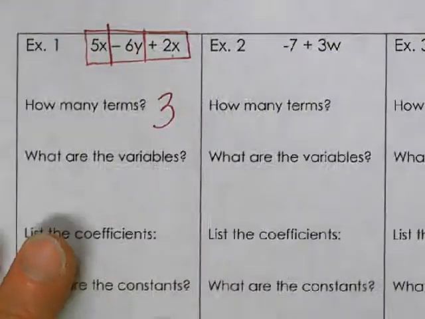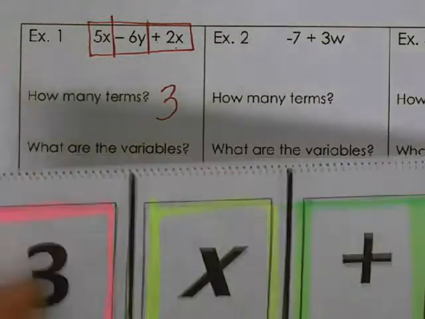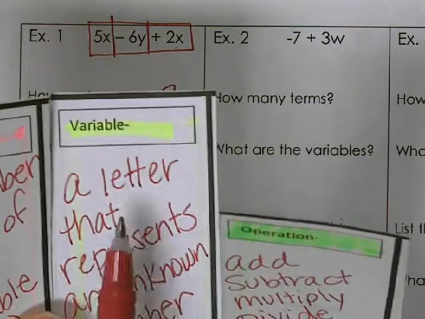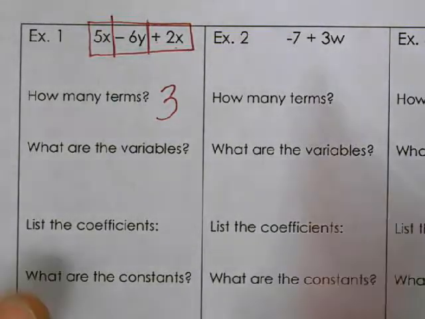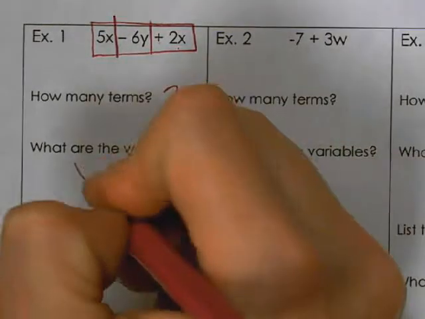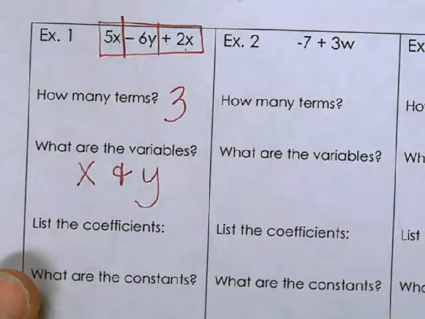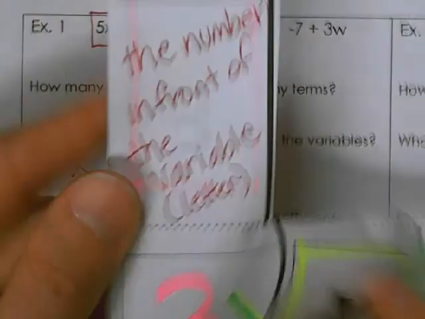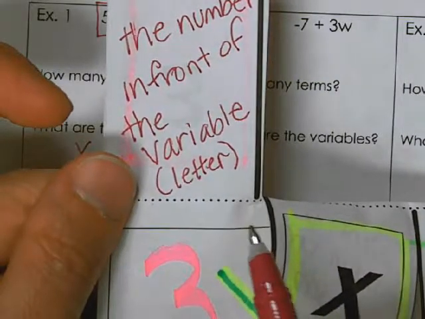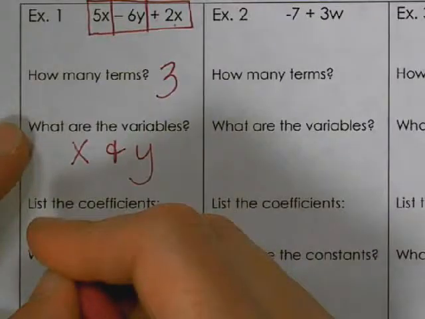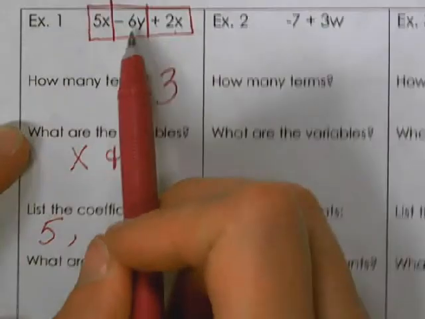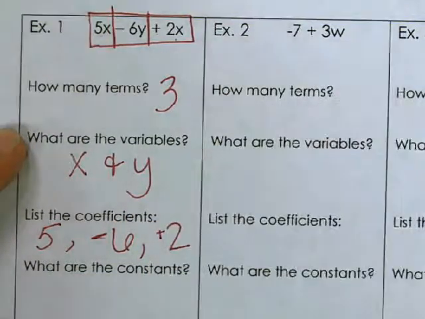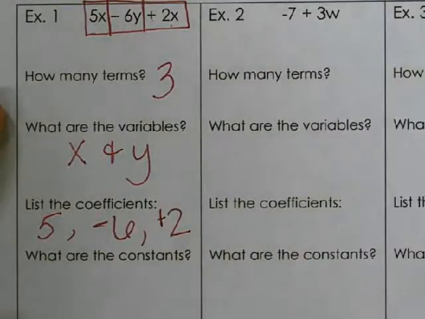Okay? What are the variables? So if you forget, a variable is a letter that represents a number. So they're the letters, right? So the variables are x and y. What are the coefficients? Well, the coefficients are the number in front of the letter. So the coefficients are 5. Now we have to say -6 and +2. Always put whether it's a positive or negative.